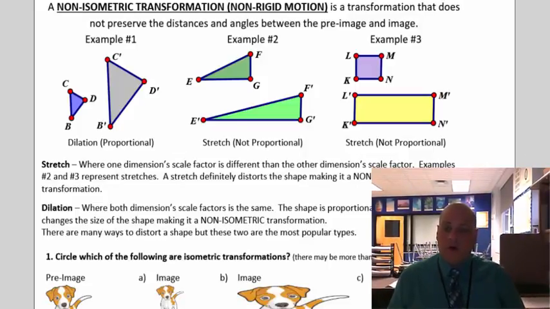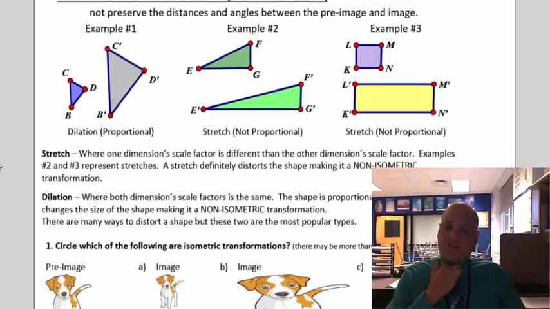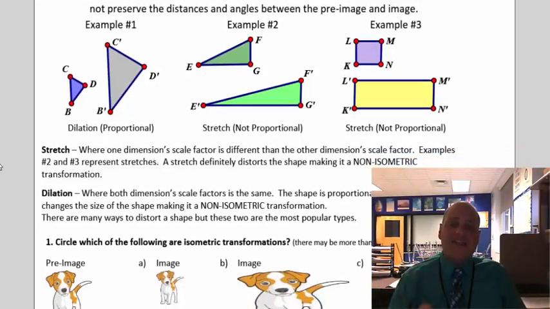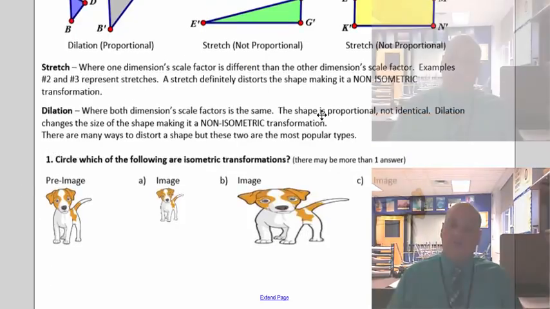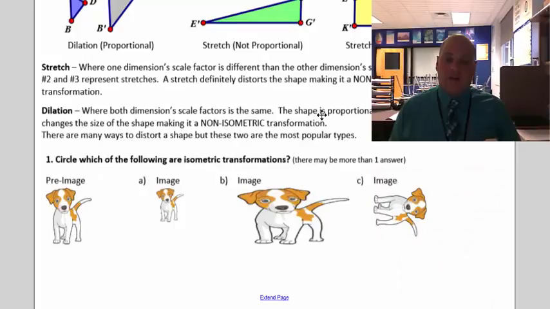So stretches and dilations are not going to be isometric. Reflections, rotations, translations, those are all isometric, and those are all rigid motions. Example 1 here, circle which of the following are isometric transformations.